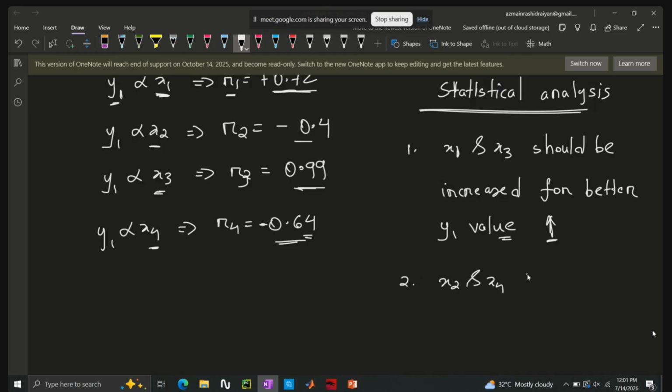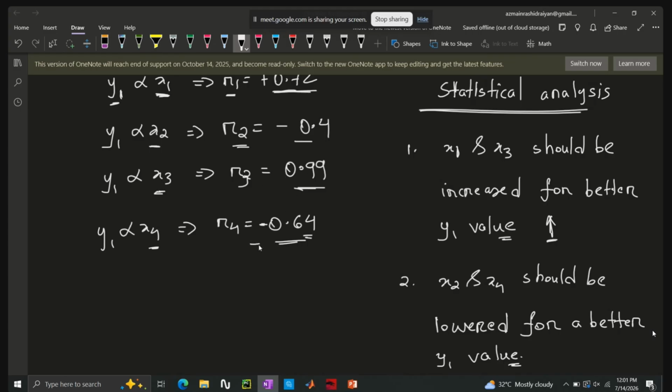Similarly, I can see that the correlation with X2 and X4 is negative, that's why X2 and X4 should be lower for a better Y1 value. Okay, why? Because X2 and X4 are negatively related. As I can see, there is a negative correlation, which is minus 0.4 or, let's say, minus 0.64. So from here, I can conclude that if these two values are lower, then my thermal efficiency will increase.